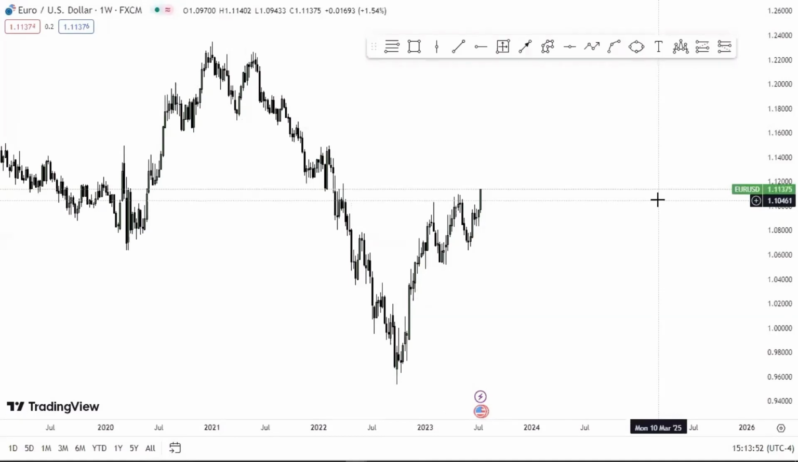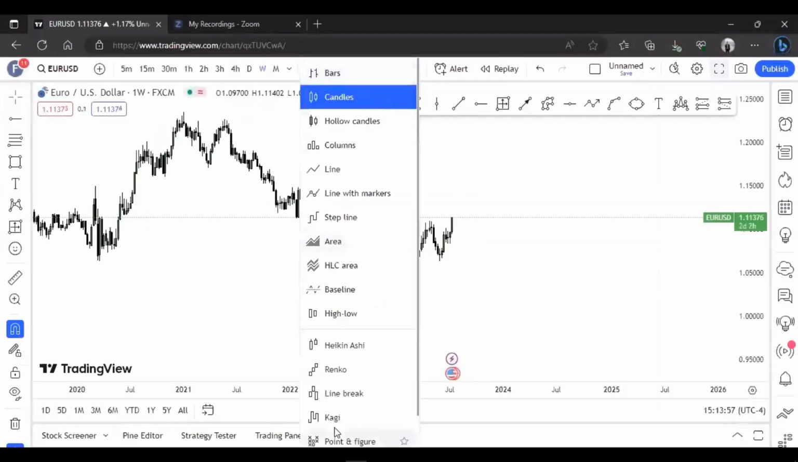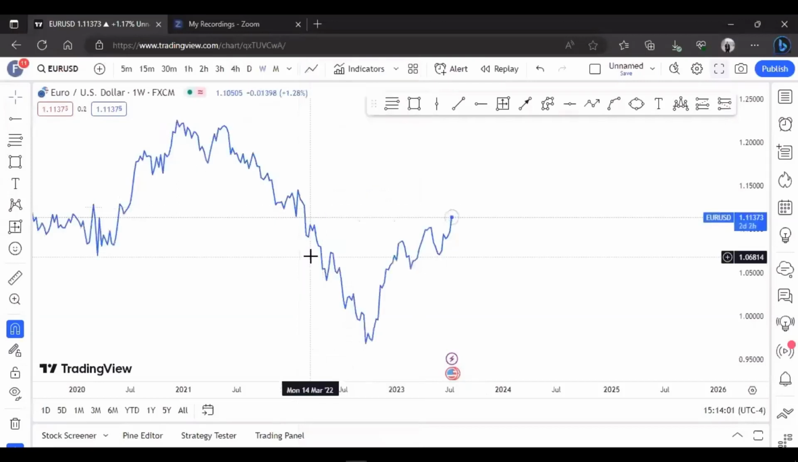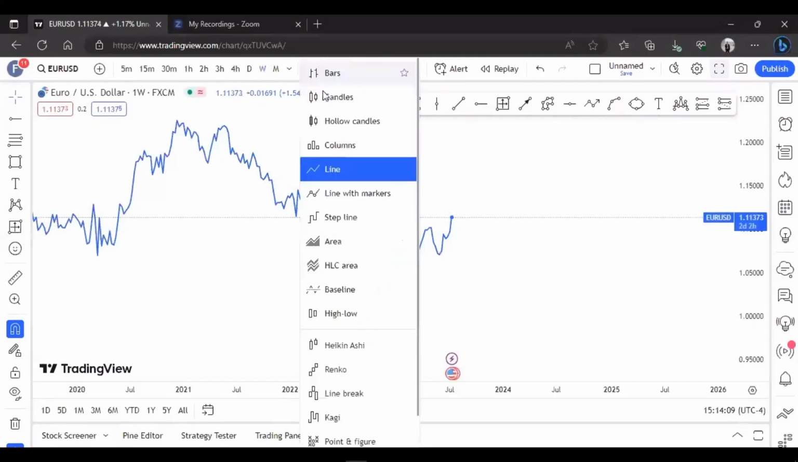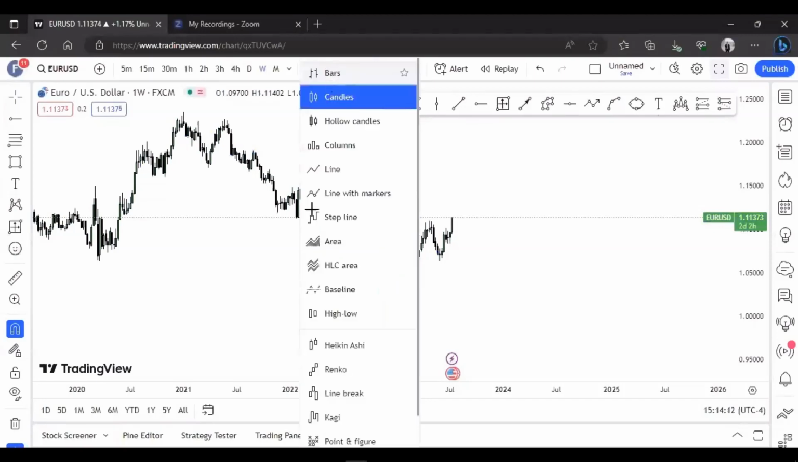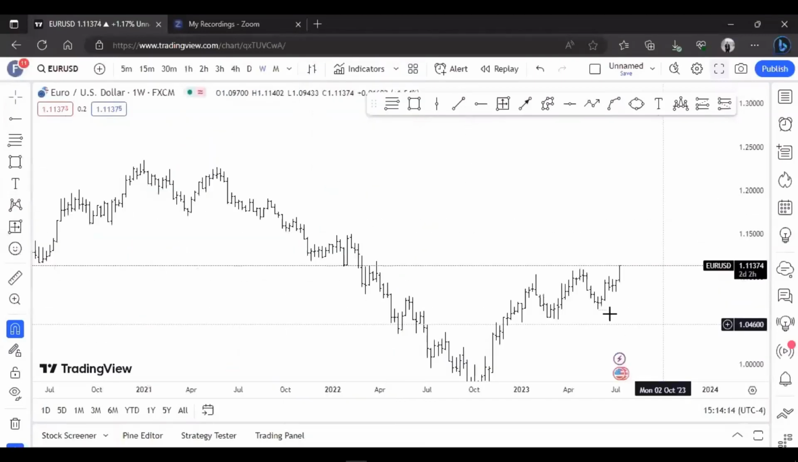So we have so many types of charts. These are all types of charts. But the commonest ones are the line charts, that look like this, where price is represented by a line. Then the bar chart, that looks like this. So this is what bar charts look like.